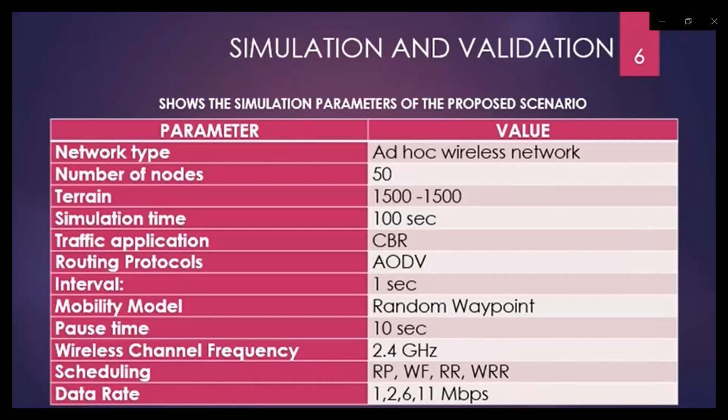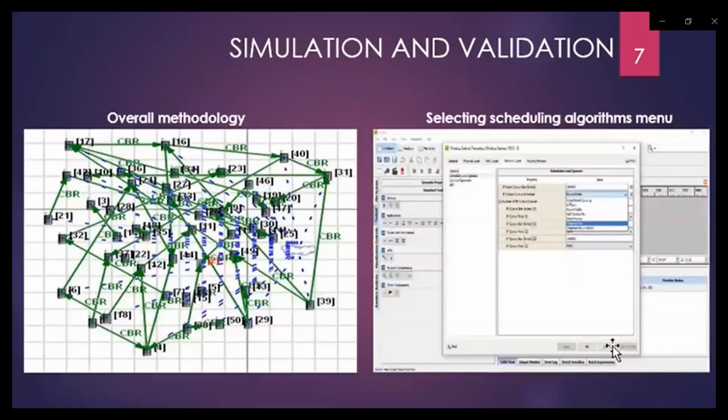Then we started simulating and validating the work. There are many simulation parameters related to the proposed scenarios that need to be adjusted before running the simulation. This table, as we can see here, represents the simulation parameters that must be adapted and checked for proper simulation results. It is followed by the simulation scenario, which consists of 50 nodes and is built in the Exata software, as shown here in the following figure.